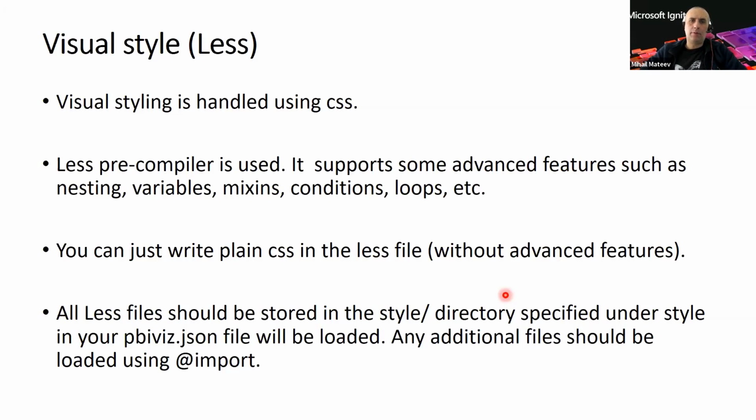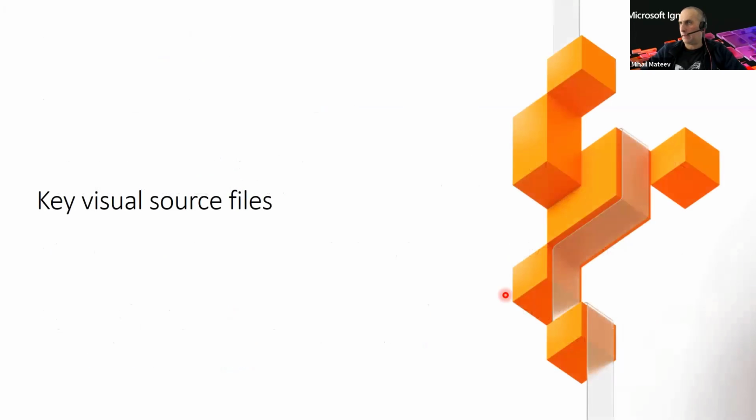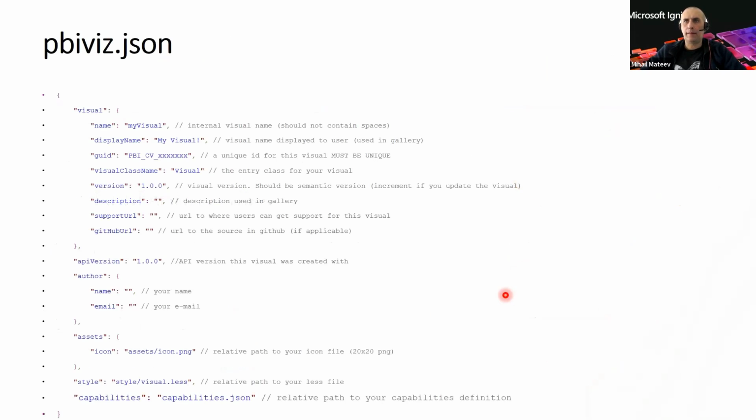So it is something which can be extendable. Let's see some specific things. For example, pbiviz.json, the main configuration file. To be able to create a package, you need to add some information. Without this information, you will not be able to actually create this package.